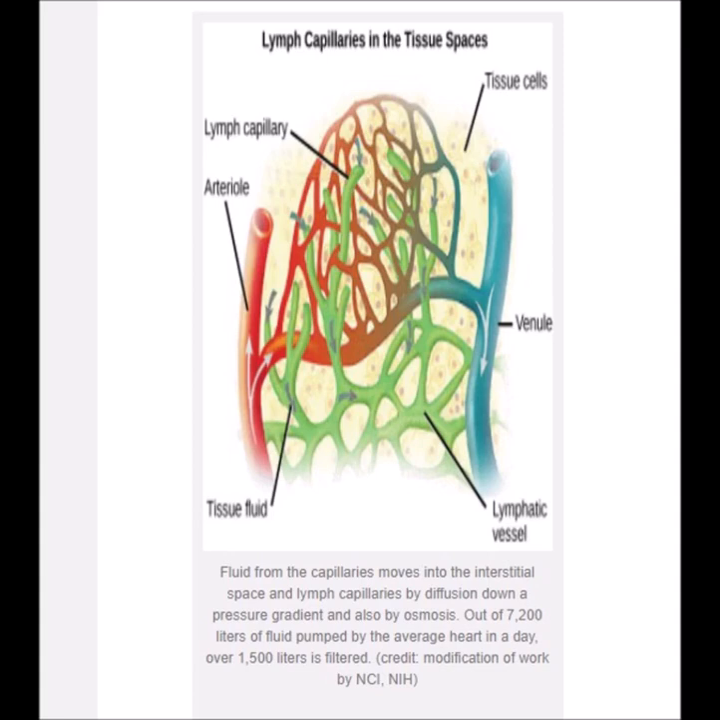Lymph nodes are specialized organs that filter the lymph by percolation through a maze of connective tissue filled with white blood cells. The white blood cells remove infectious agents such as bacteria and viruses to clean the lymph before it returns to the bloodstream.